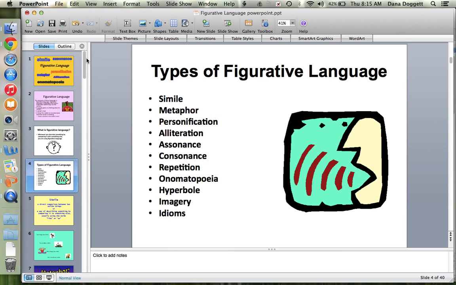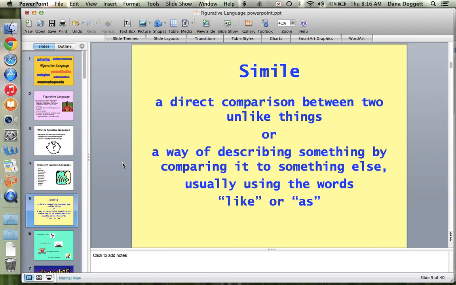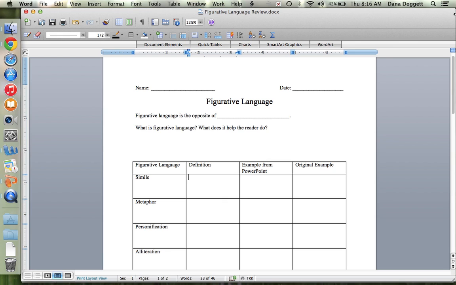So we have a lot of different types of figurative language. These are all on your chart, and we'll go through them one by one, get the definitions, and get some examples. So simile. Similes are a direct comparison between two unlike things, or a way of describing something by comparing it to something else, usually using the words like or as. To show you what I want you to do on your chart, I'm going to do this first one with you. So I'm going to pull up my chart.